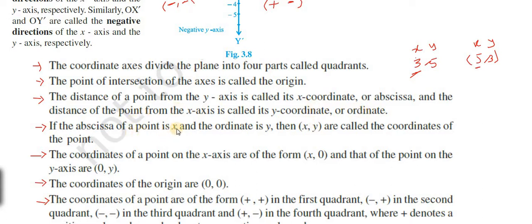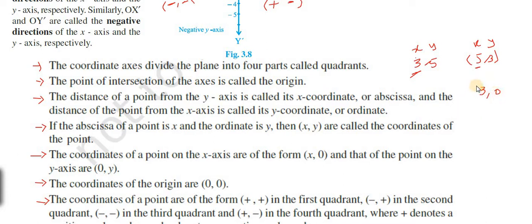If the abscissa of a point is x and the ordinate is y, then x comma y are called the coordinates of the point. The coordinates of a point on the x-axis are of the form x comma 0, and those of a point on the y-axis are of the form 0 comma y. So on the axis, suppose they gave here 3 comma 0.